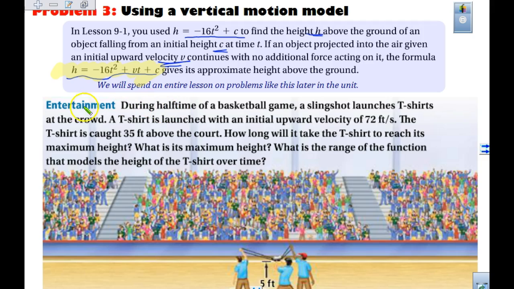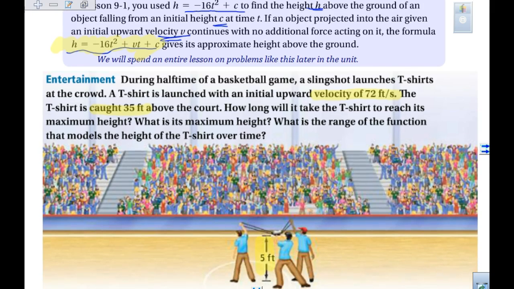Entertainment. During halftime of a basketball game, a slingshot launches t-shirts at the crowd. A t-shirt is launched with an initial upward velocity of 72 feet per second. The t-shirt is caught 35 feet above the court. How long will it take the t-shirt to reach its maximum height? What is its maximum height? What is the range of the function that models the height of the t-shirt over time?